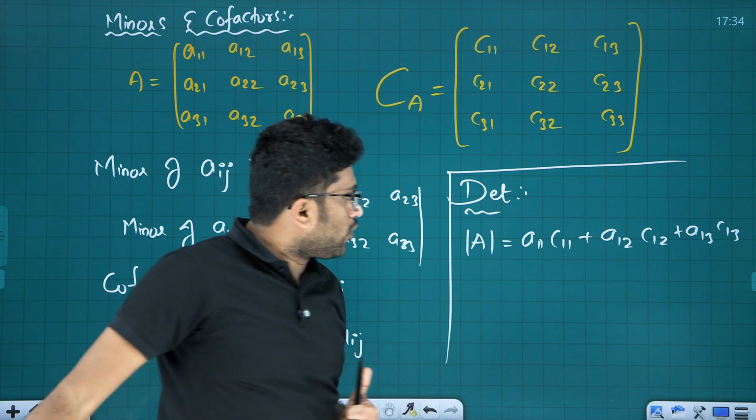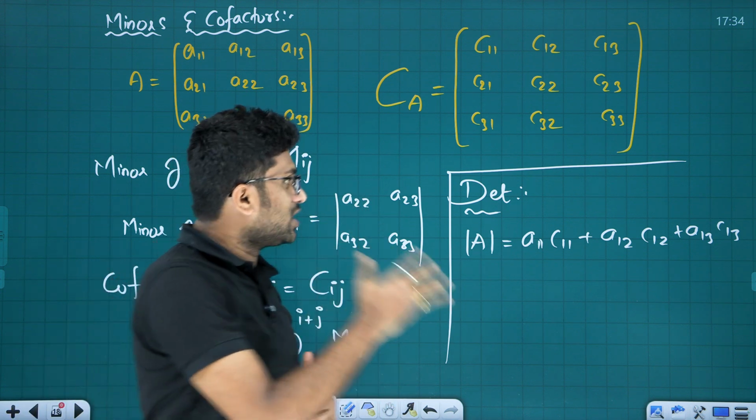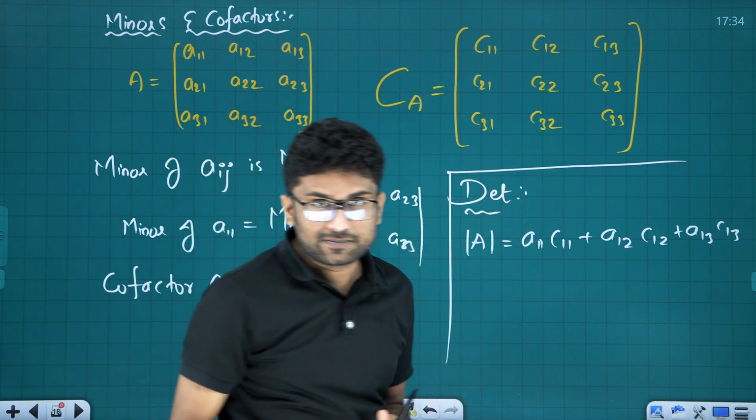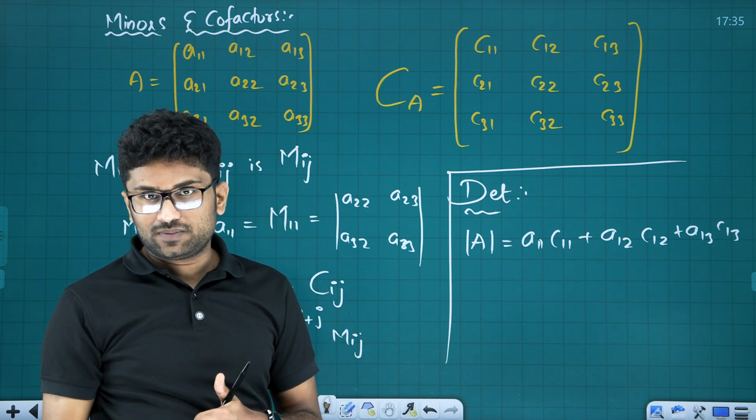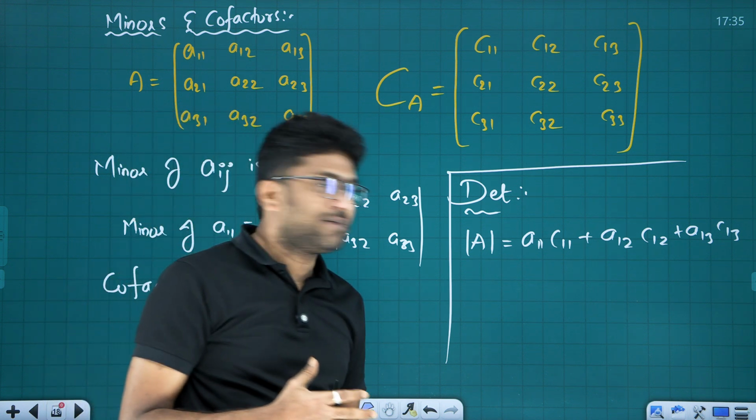So see, now for a 3 by 3 matrix we can get the determinant by how many ways? 6 ways, and all these 6 values will be equal because it is the determinant.